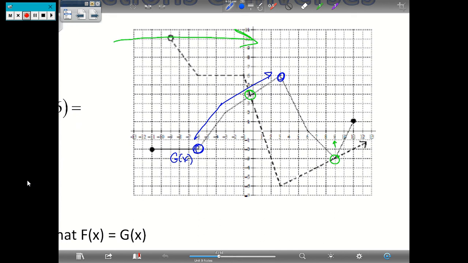That's an interval where g is increasing. G is increasing from this location, which is negative 6, to this location, which is 3. And then we can also see that g is increasing again over here, right? It's going up. So from this spot to this spot. So let's see, that is at 9. So from 9 to, and where's that going?